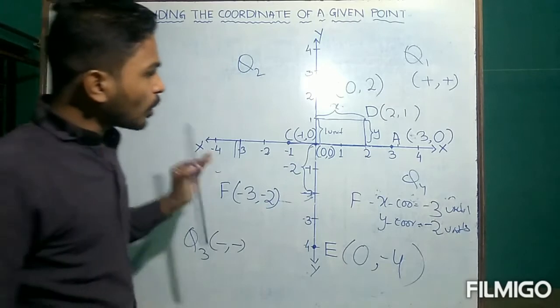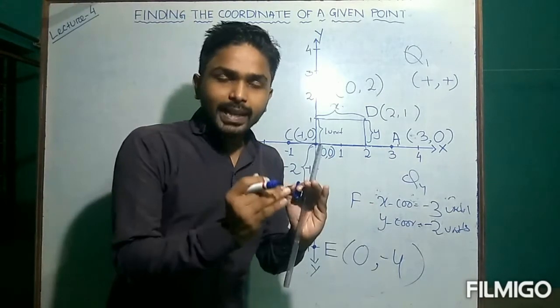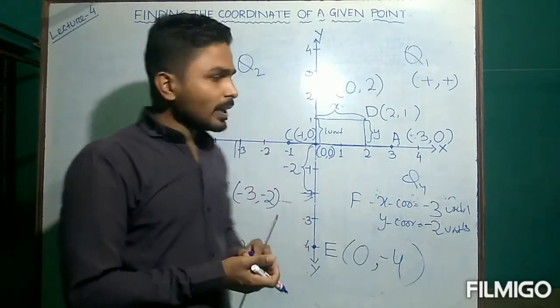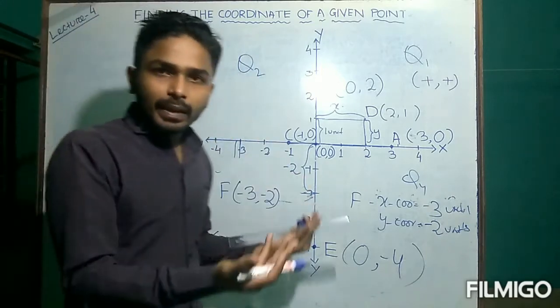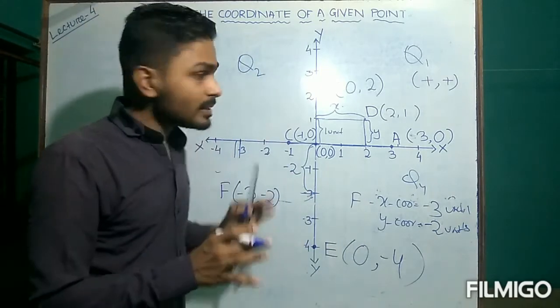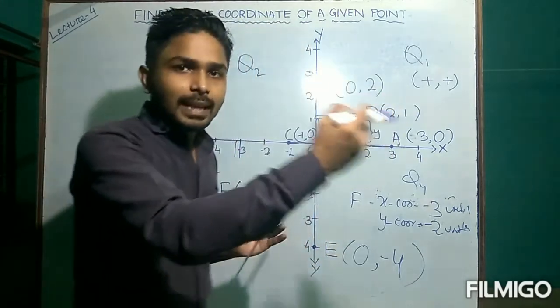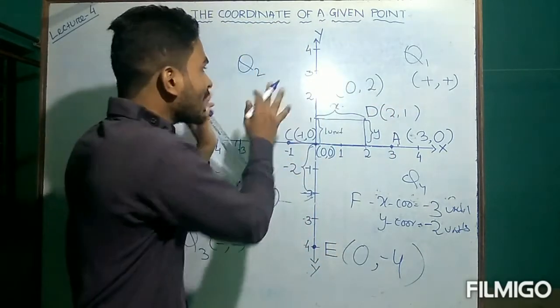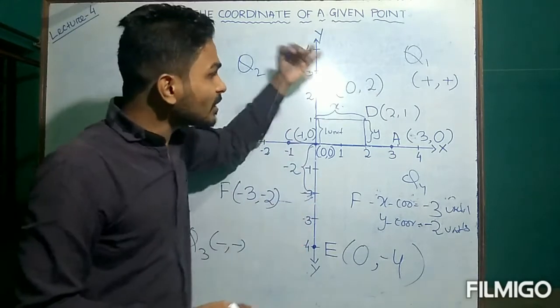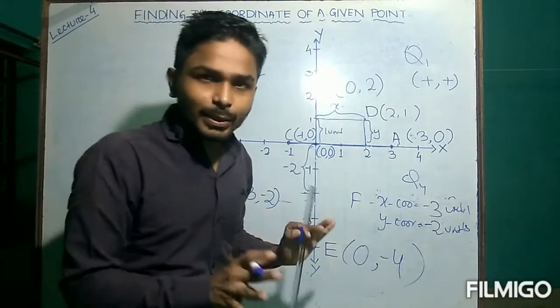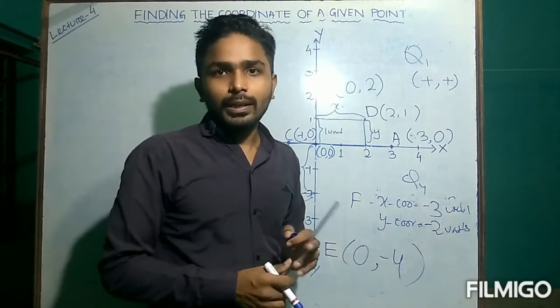So always write the coordinate in ordered pair form. Anywhere the point may be given, you should find its coordinate by drawing the perpendicular distance to the x and y axis if it is in a quadrant. But if it is on the x or y axis, then it is very easy to write its coordinate.